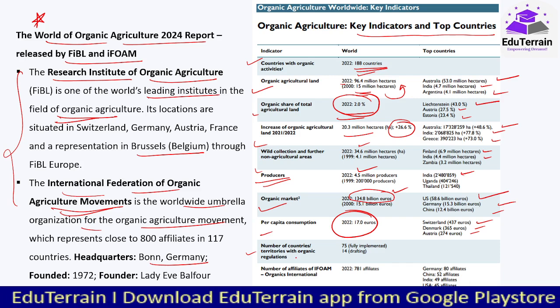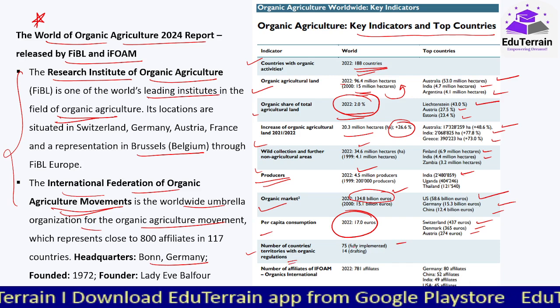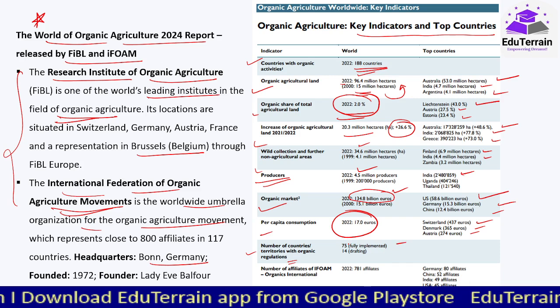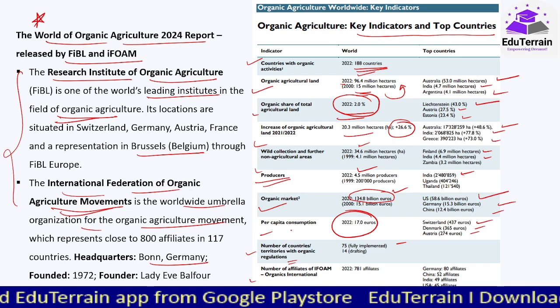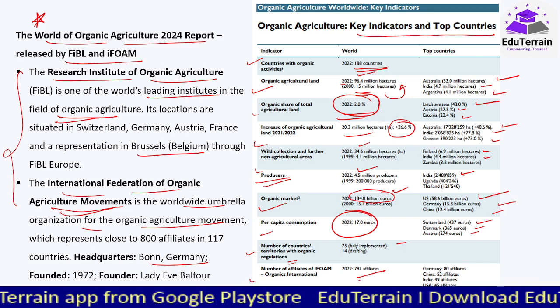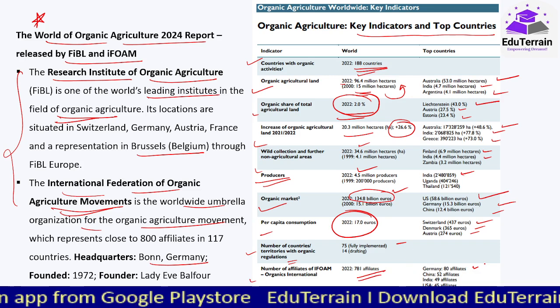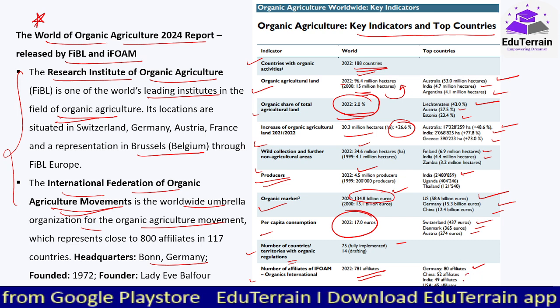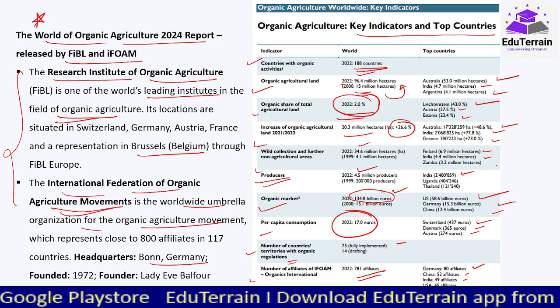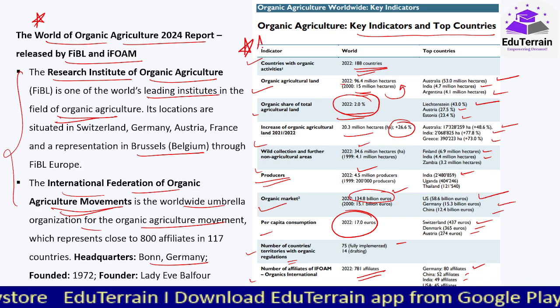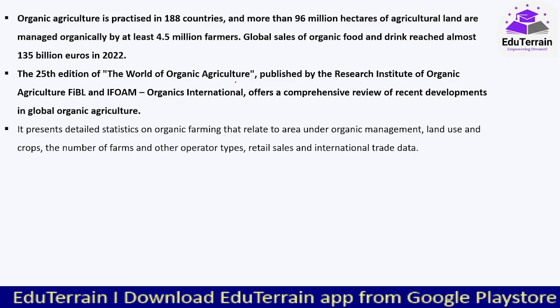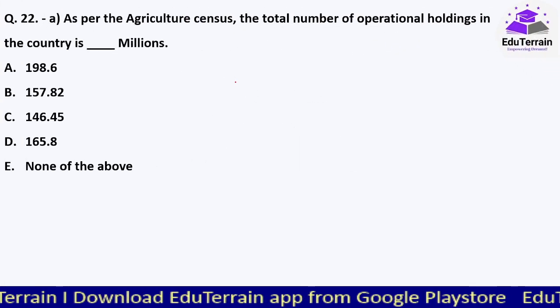Number of countries or territories with organic regulation fully implemented, only 75 countries; partially, this, and they are still in the drafting phase, 14 countries. Number of affiliates of this IFOAM is 781, of which सबसे ज़्यादा affiliates है जर्मनी के. After that it is China and India. Wherever India is there, that would be most important for us. Okay, एक बार फिर से revise कर लीजिए, this would be important. The same thing is mentioned here.